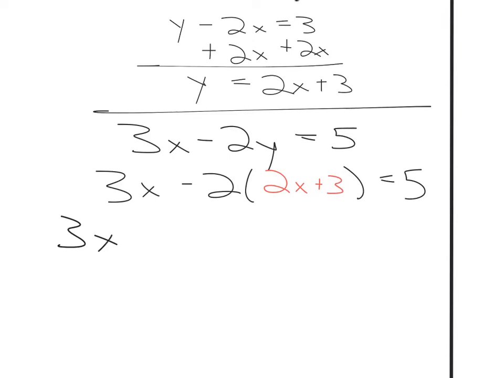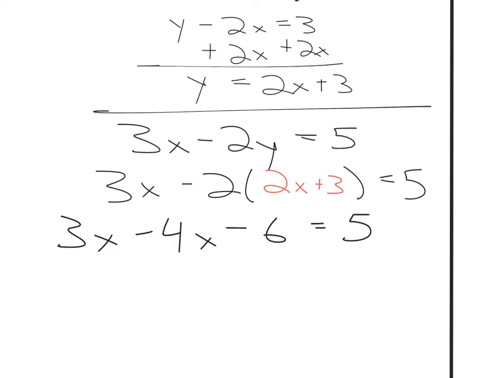So now we simplify this and we say 3x. And now I'm going to distribute here and here. I'm going to multiply both of those things by that negative 2 that's out front. So I say negative 2 times 2x, minus 4x. Negative 2 times 3, negative 6, equals 5.